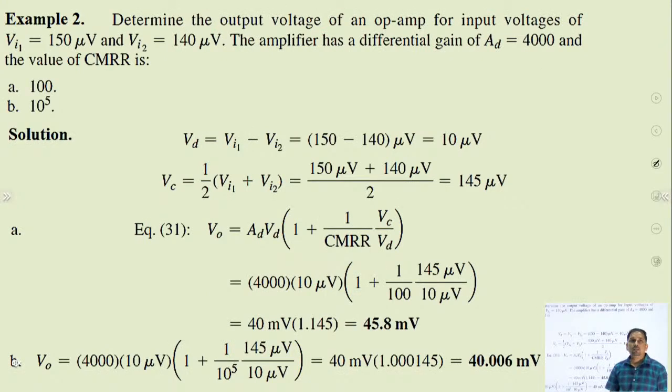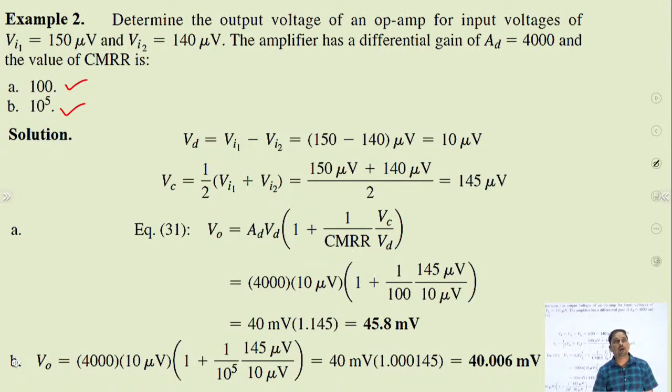Determine the output voltage of the operational amplifier for input voltages of Vi1 equals 150 microvolt and Vi2 equals 140 microvolt. The amplifier has a differential gain of 4000 and the value of CMRR is 100 and 10 to the power 5. Means we have two cases. The first case is when the common mode rejection ratio is small, 100, and the second case is when it is 10 to the power 5.